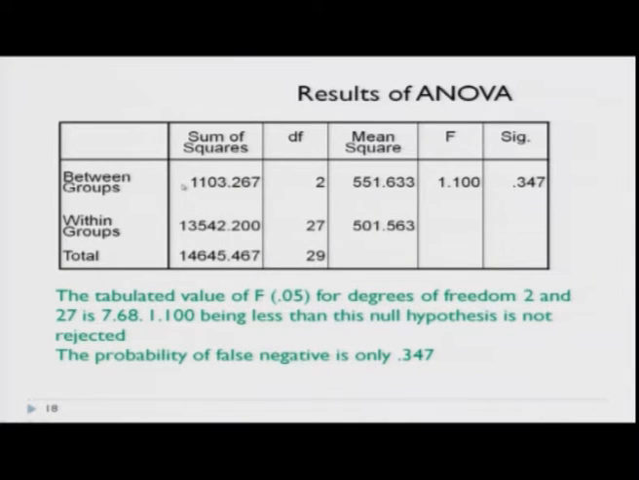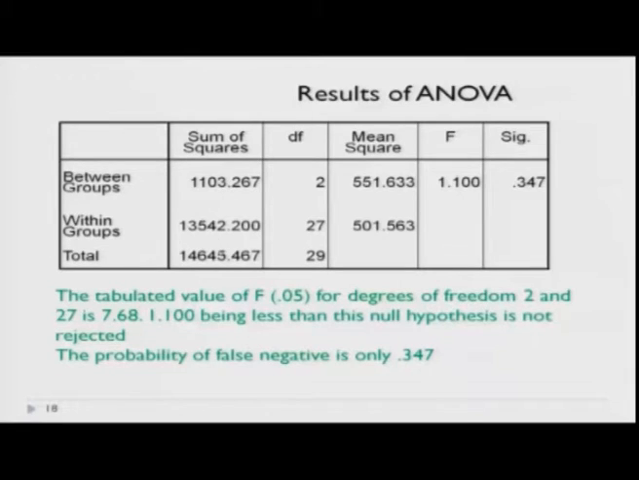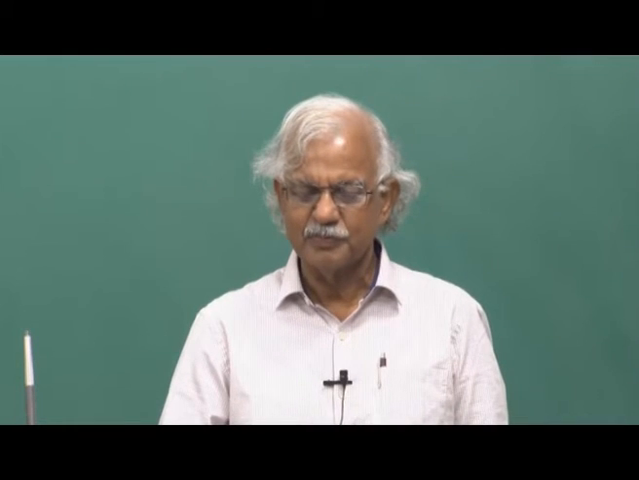Now, to arrive at an estimate of population variance, these sum of squares have to be divided by degrees of freedom. So 1103.267 divided by 2, you get 551.633. 13,542.2 divided by 27, you get 501.563. You can divide the total by its degrees of freedom also and get an estimate of variance of the population, but usually that is not written because it does not serve any purpose. We want to compare these two.